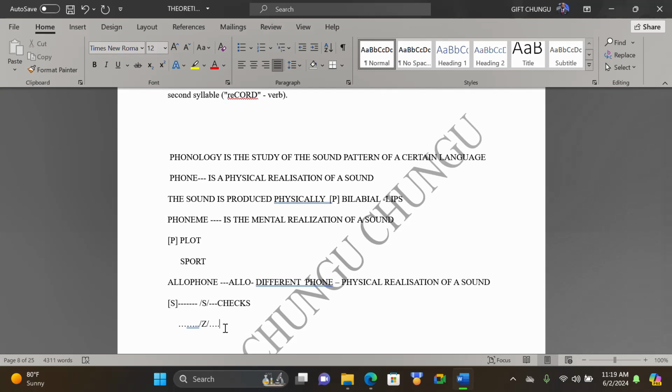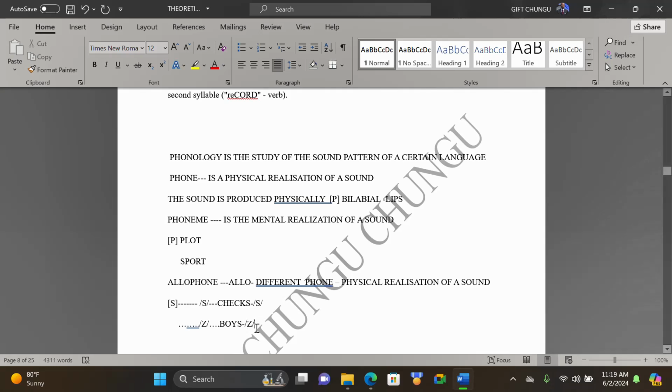And then now we can have, for example, on Z, when we have boys, like that. What is here? This one is realized like what? Like this one, meaning like that one. And when we say boys, this S that is there is realized as this one. That is what we have there.